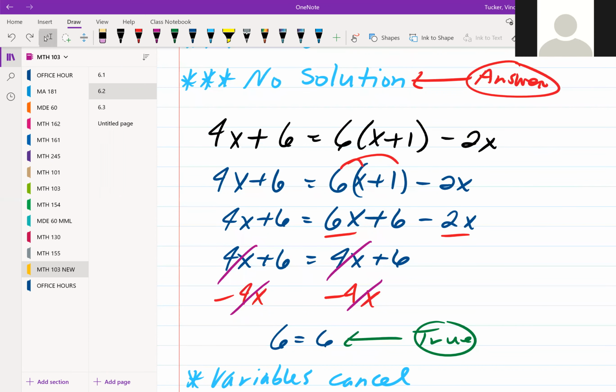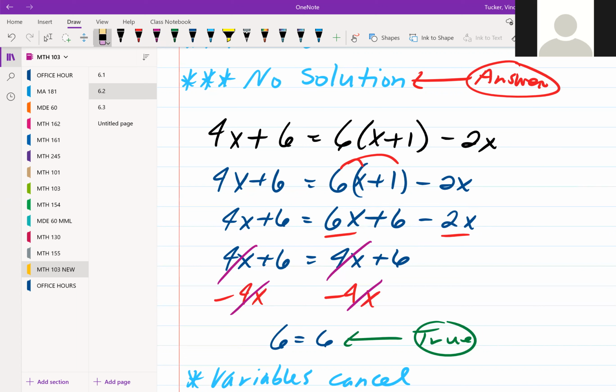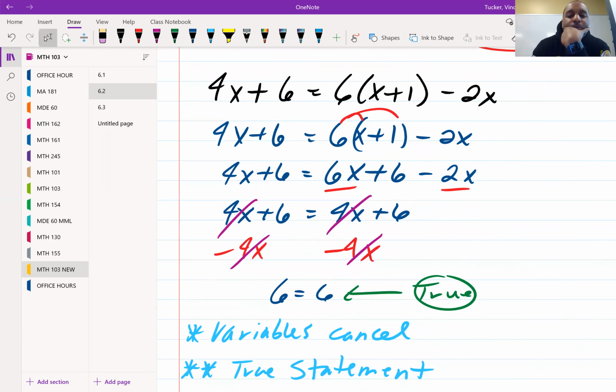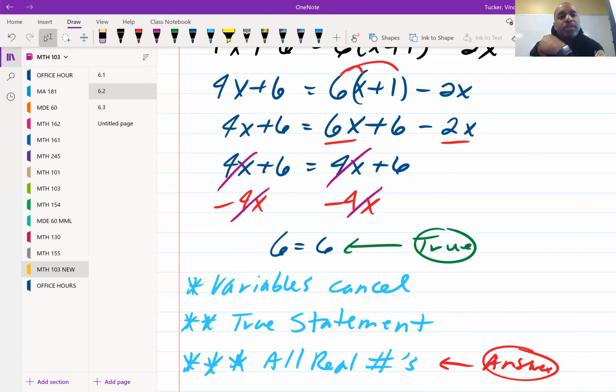Where did the negative 2x go? Right here, we did 6x minus 2x, and that gave us the 4x. Oh, okay, thanks. No problem. So your variables cancel, and then you end up with a true statement. Your answer is all real numbers.